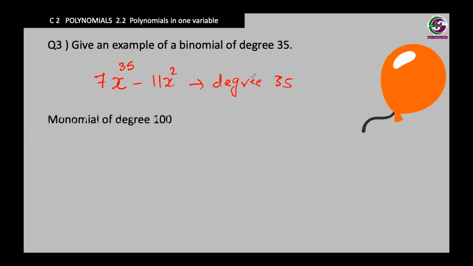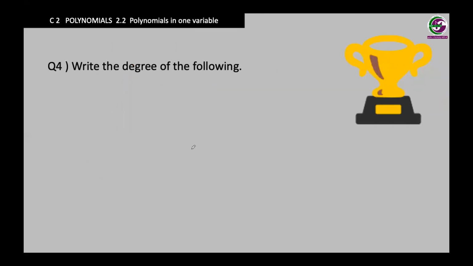Now, next one is to write a monomial, meaning only one term. Only one term, so let me use another variable y with power 100. And what number can you add with this? Any number you wish, no problem, because they are not talking about coefficient. Only the degree, which is 100. Is that clear? Okay, let's move on to question 4.